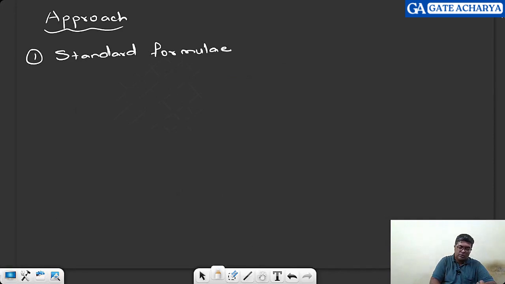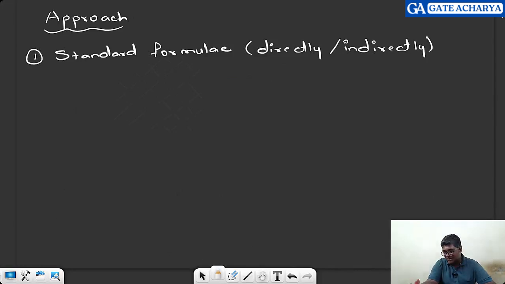Whether standard formulas are valid or not. But remember, sometimes standard formulas can be applied directly. Sometimes it is indirect. Sometimes you will have to modify, especially integration involving some trigonometric functions. Then you will have to use some trigonometric relationships to convert into standard formula. Okay, so that's the first approach. If that first approach fails, if I'm not able to solve by this, then I go for the next method, that is substitution method.